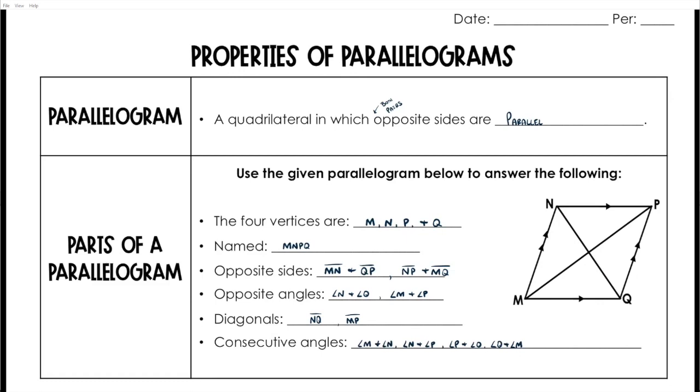So the cool thing about parallelogram is we can talk about the parts, vertices, where my sides come together, M, N, P, and Q. When we name our parallelogram, we're going to name it by the four vertices. Remember, oftentimes it's going to be written in alphabetical order. It's not a hard and fast rule, but for the most part, that's what we're going to stick with. Opposite sides are MN and QP. You can kind of see those opposite sides, MN and QP. They're not touching each other. And then our other pair of opposite sides is NP and MQ.